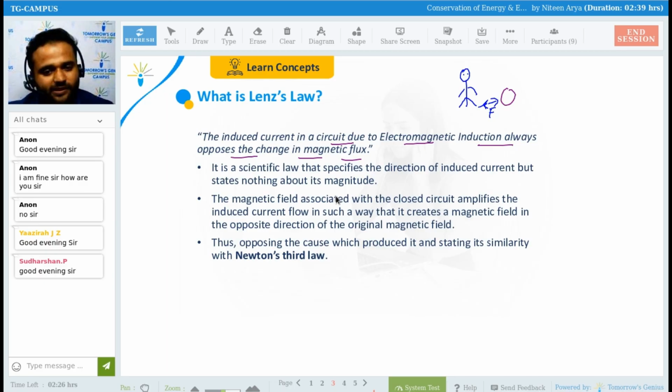Lenz law is very simple. It gives you the energy conservation law. Whenever a current is produced by the relative motion of a coil and a magnet, the current flows in the opposite direction of the motion of the magnet or of the magnetic field. That is in general Lenz law. And why is it happening? To conserve the energy. As simple as that.